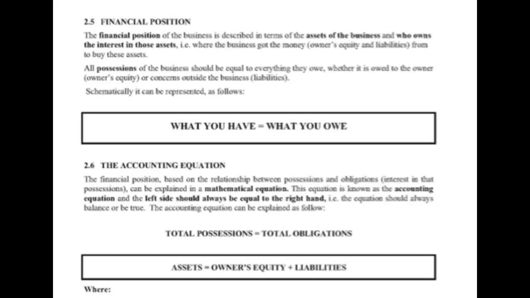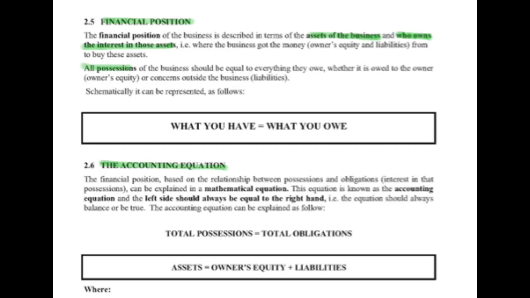In this video, we will look at two things. The first thing is the financial position, and the second thing is the accounting equation. So firstly, the financial position of the business is described in terms of the assets of the business and who earns the interest in those assets. Where the business got the money from, in other words, from owner's equity or liabilities, to buy these assets.